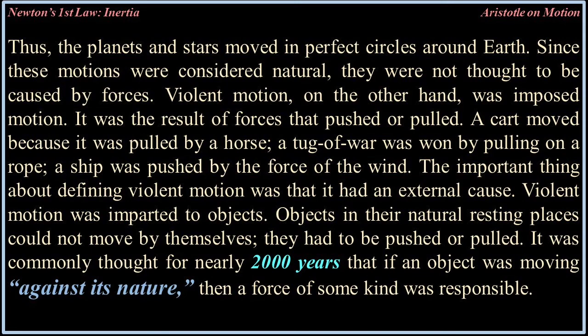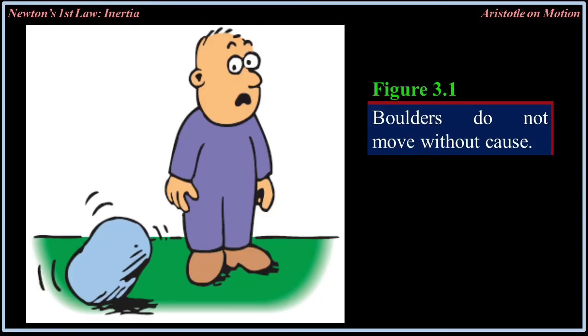Violent motion was imparted to objects. Objects in their natural resting places could not move by themselves. They had to be pushed or pulled. It was commonly thought for nearly 2,000 years that if an object was moving against its nature, then a force of some kind was responsible.